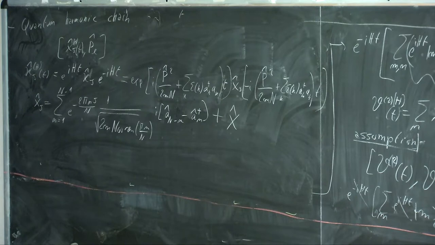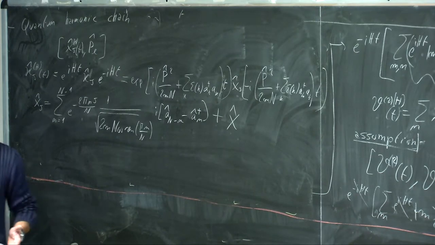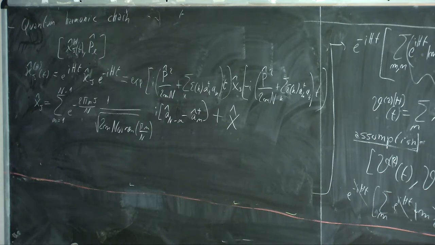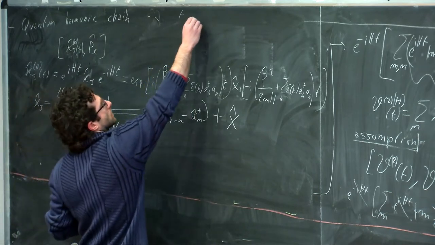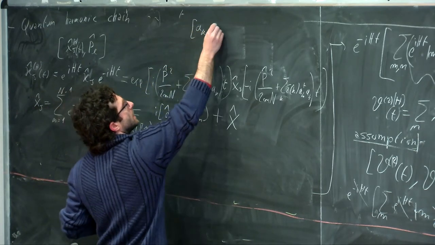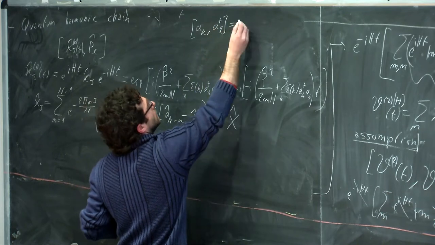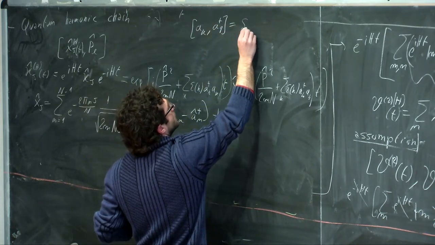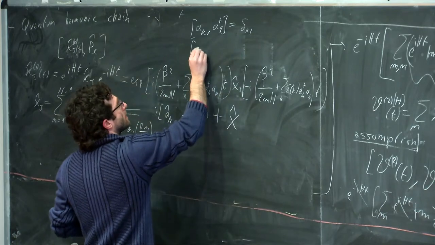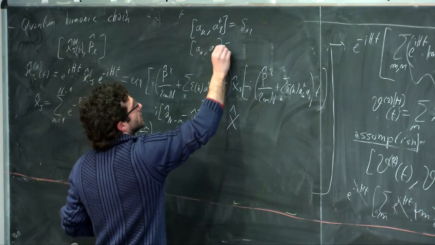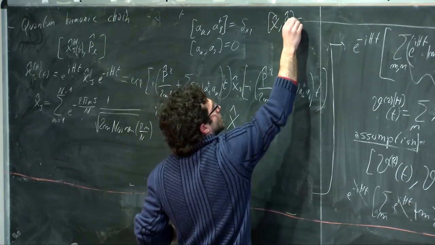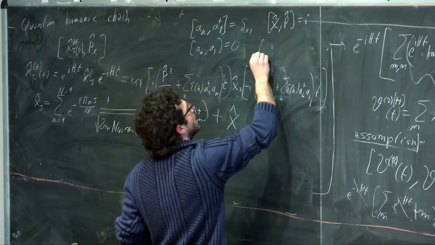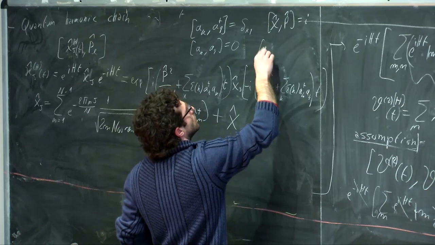How do we do it? We use the algebra of the operators, as always. So we remember these commutation relations: a k, a dagger q is equal to delta kq, a k a q is equal to 0. Then we have that X, P is equal to i, and all the other permutations are equal to 0.